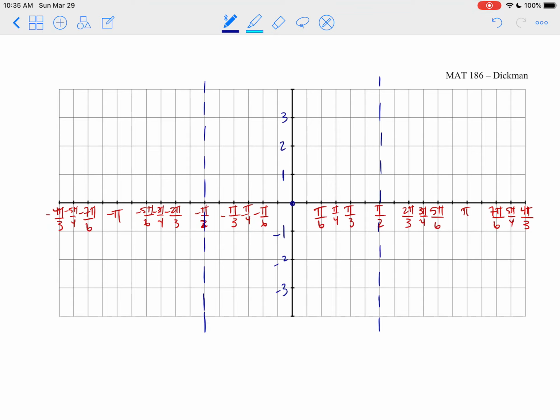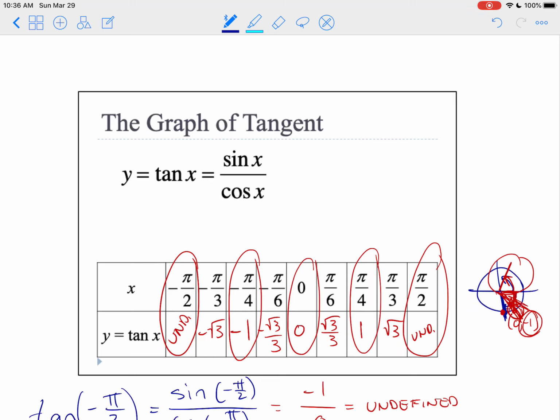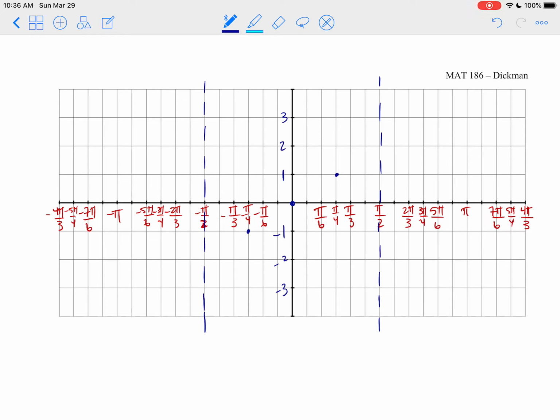We saw that 0, 0 was a point on the graph, and pi over 4 gave me 1, and negative pi over 4 gave me negative 1. And these are really the key points that I'm interested in graphing. There's also pi over 6. We found those values, so pi over 6 was root 3 over 3. I can put that in my calculator and see what root 3 over 3 is, but I don't have an intuitive understanding of it. It's about 0.577, so that's a little bit more than a half. So it'd be right here.